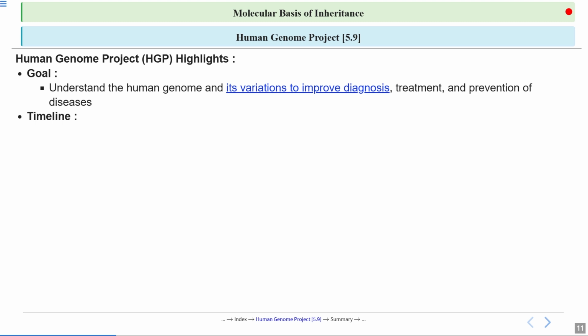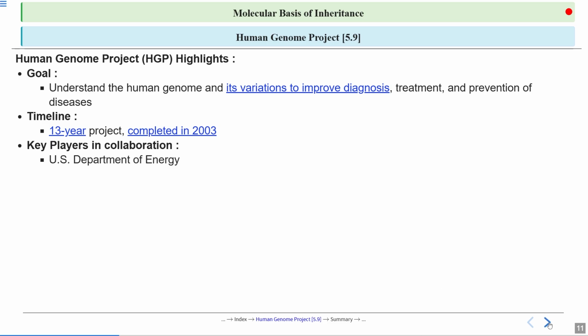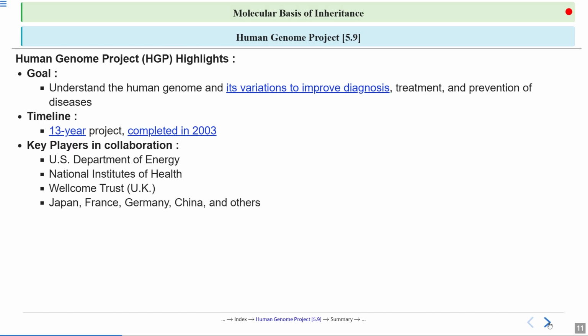If we talk about the timeline, it was a 13-year project completed in 2003. Started in 1990, completed in 2003. It's important to remember the timeline. Who are the key players in the collaboration? It was the US Department of Energy, the National Institutes of Health (NIH), Wellcome Trust UK, Japan, France, Germany, China, and others.